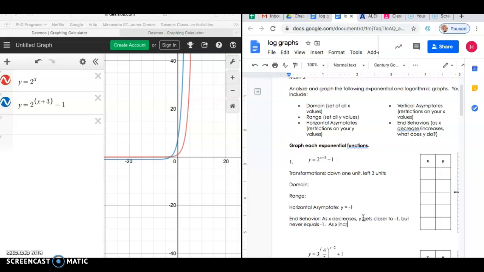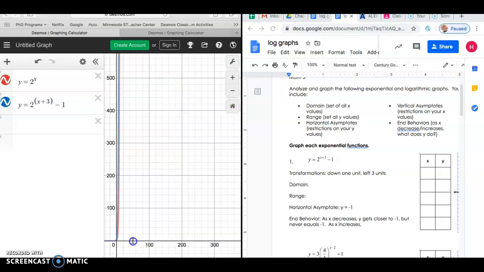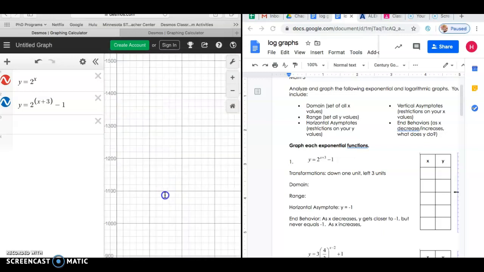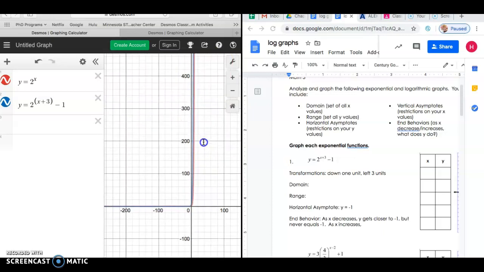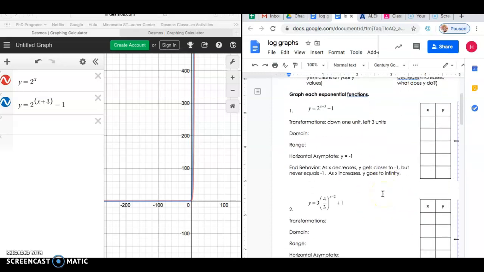Next, as x increases, what does y do? Well, let's look. I'm trying to click on the blue equation. There we go. Now you might not realize it, but y is very slowly going on and on and on and on. Right? So it goes to infinity. And this is how we graph each exponential function.